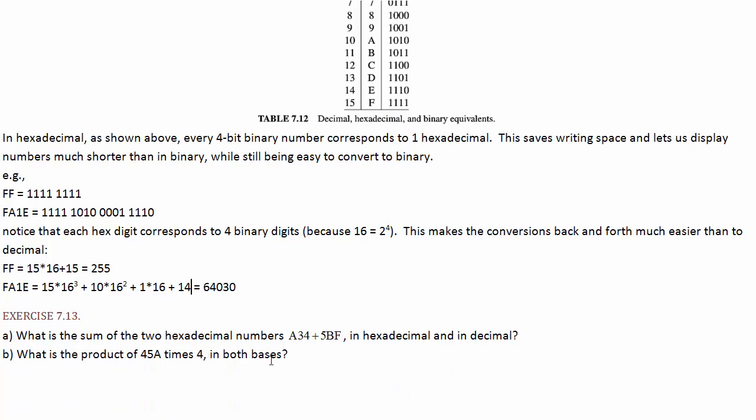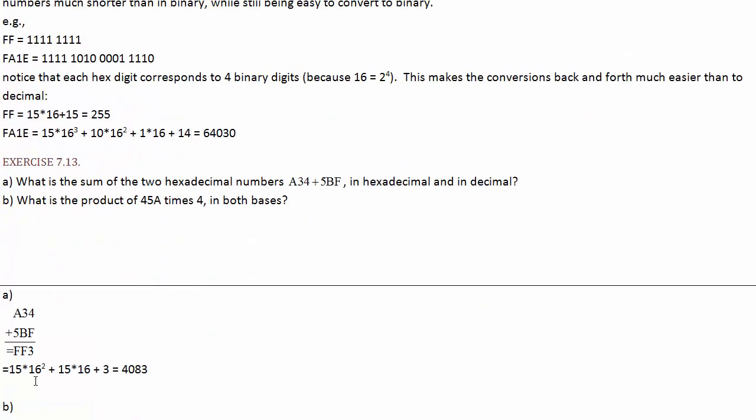Okay, let's give some practice to this. What's the sum of two hex numbers, A34 plus 5BF, and then find out what the answer is in hex and in decimal. Okay, let's just leave them in hex for adding them. So we've got 4 plus F. F is the last digit, so this is going to wrap around and give us a 3, and then we carry the 1.